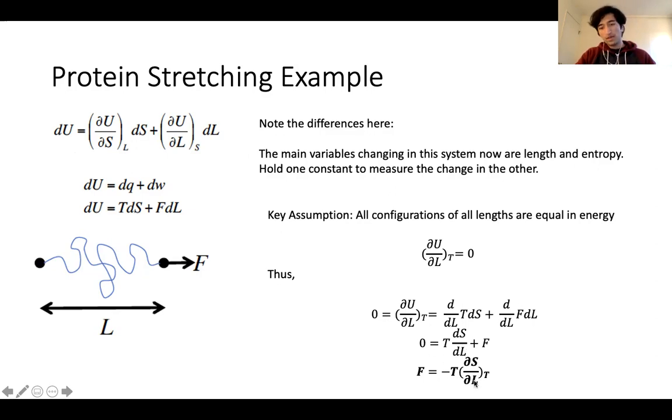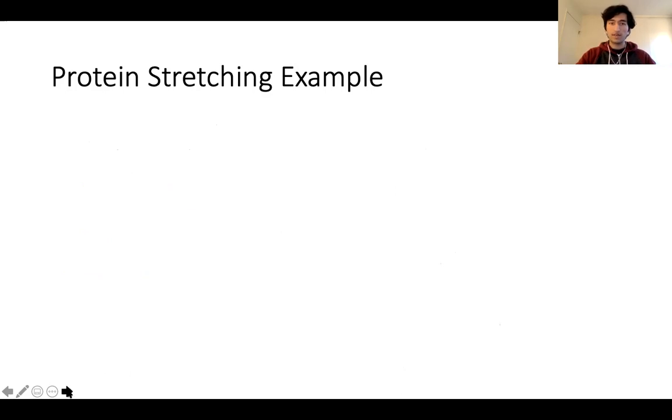So let's think about whether this makes sense for a moment. As we're increasing length, we would expect the entropy to decrease, right? Because the protein's becoming more straightened out. And so this derivative term should be negative, meaning that your force is positive, which is what we would expect. We would expect to encounter some resistance as we're stretching the protein. And in the next slide, I'm going to talk about how this dS/dL term is quantified.